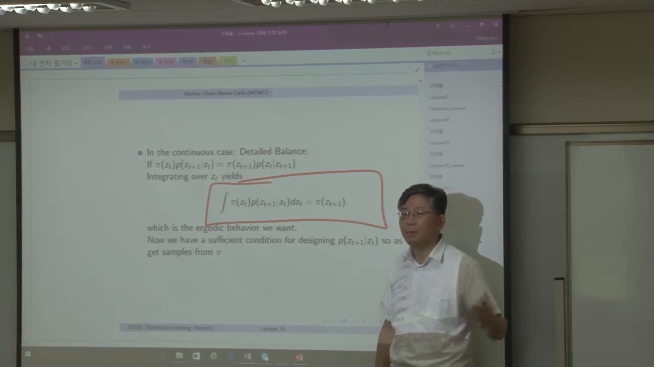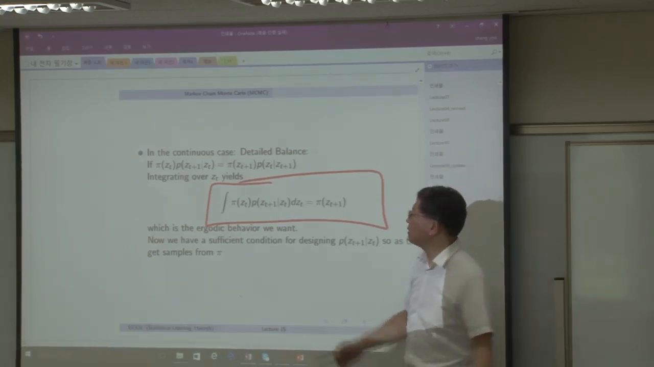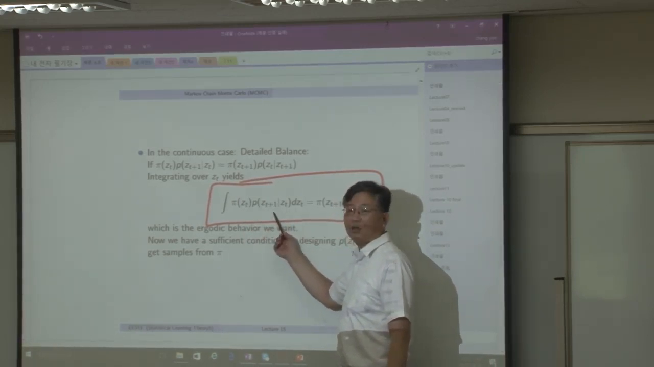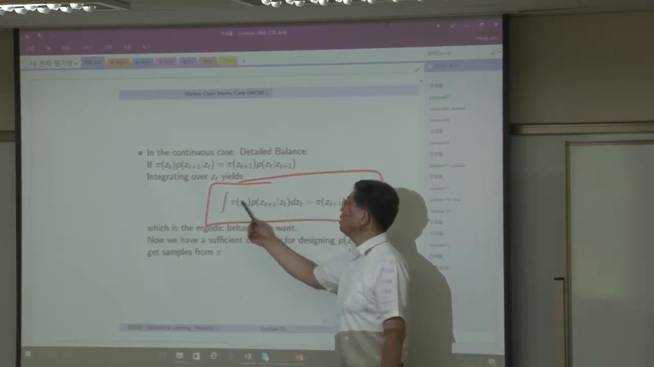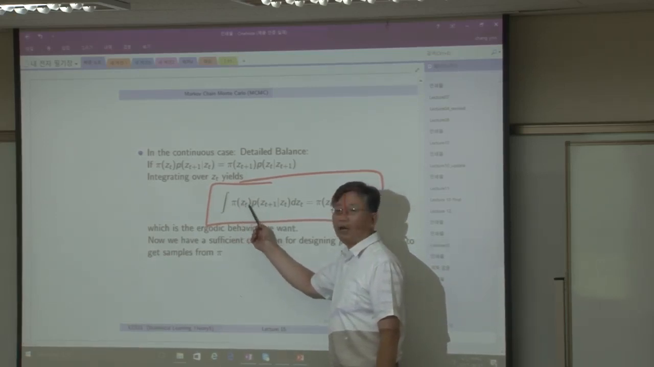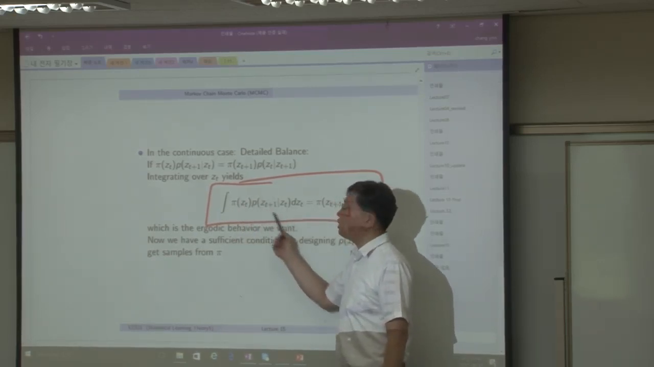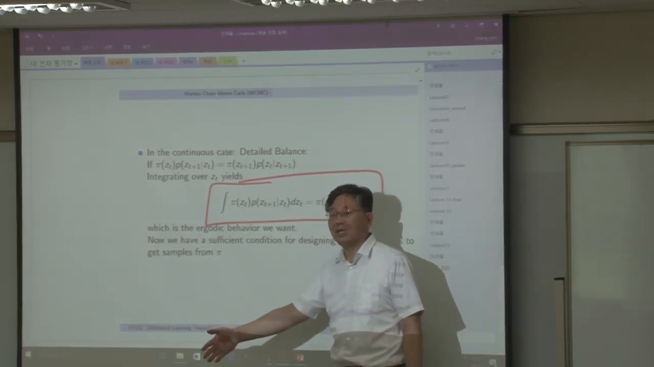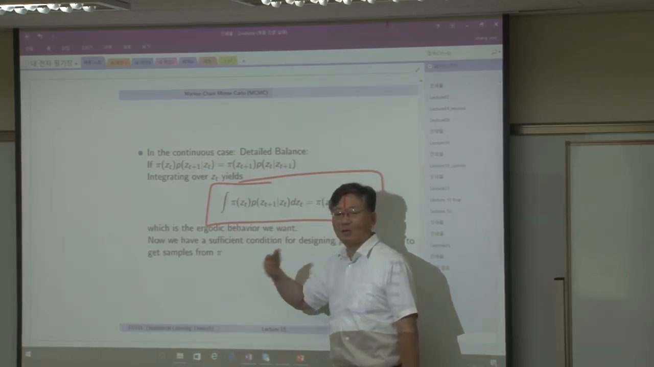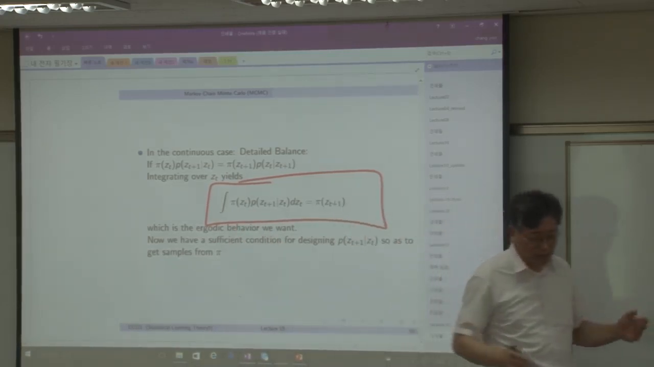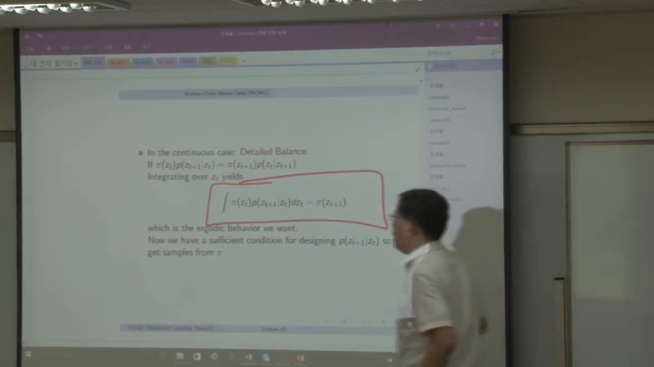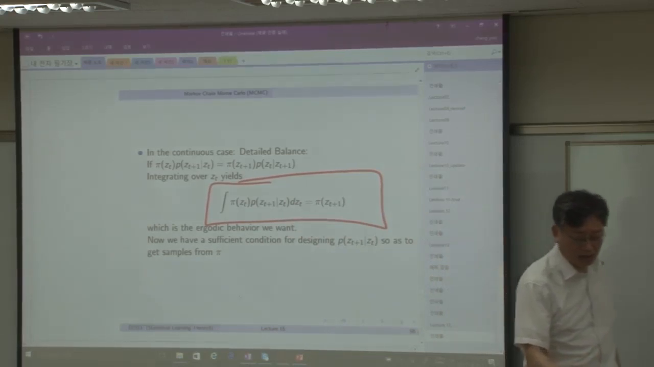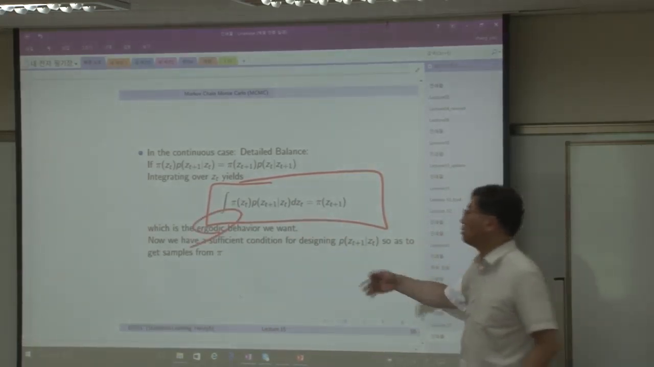Detailed balance means that you start with this probability and then you transition, and it's the same as if you start with z_{t+1} and do the transition. Whether you start with z_t or z_{t+1}, you get the same thing. And this is just terminology. I don't know if you had ergodic behavior, meaning the long-term behavior.